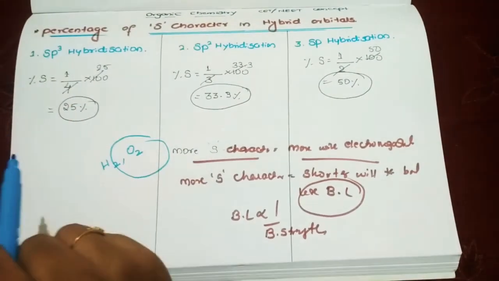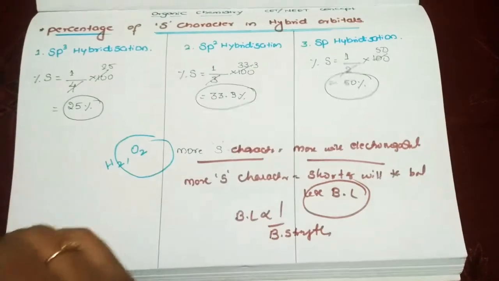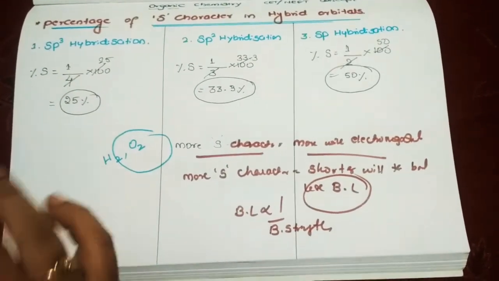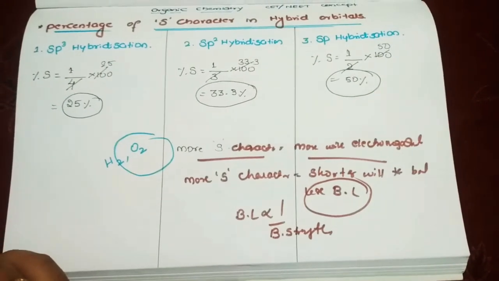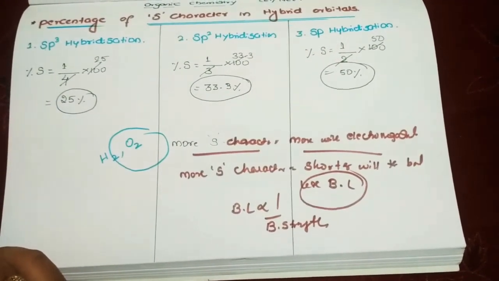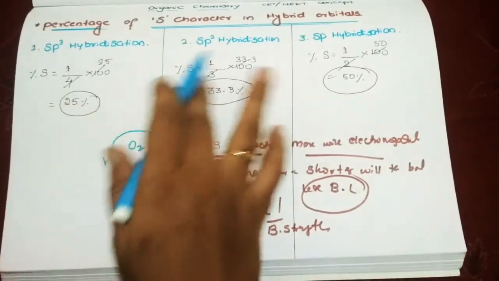In the same way, the atomic orbitals will overlap to give the molecular orbitals, and that overlapping is known as hybridization. So commonly we know sp3 hybridization, sp2 and sp hybridization. All the three we know.